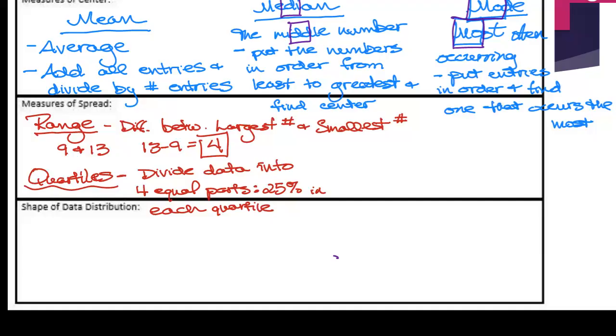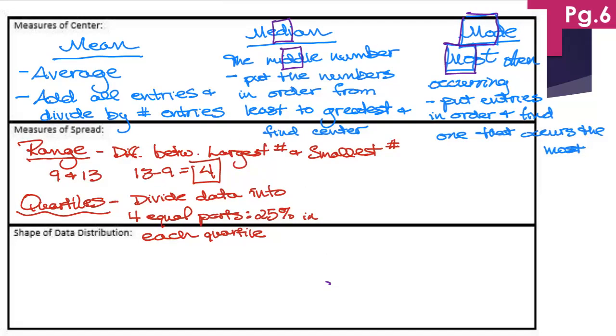So the quartiles are going to divide your data into 4 equal parts, and you have to make sure there's 25% of the data in each quartile. Okay? That's quartiles. That's the meaning.